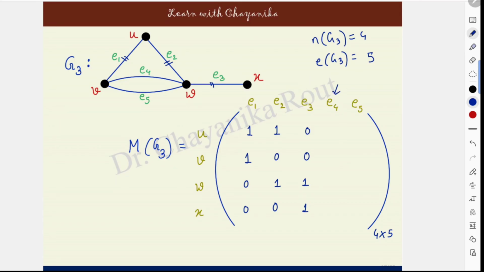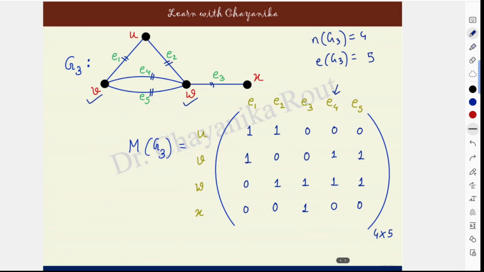Then we come to edge E4. E4 has v and w as end vertices. So v and w, those corresponding rows will have a 1, others will have 0. The same is for E5, because E5 also has the same pair of vertices v and w as end vertices. So v and w will have 1 and the remaining will have 0.